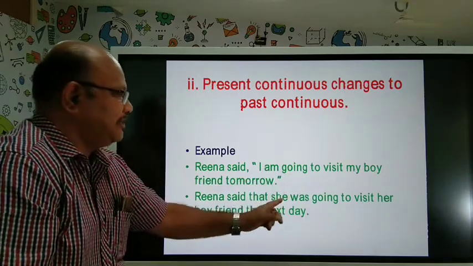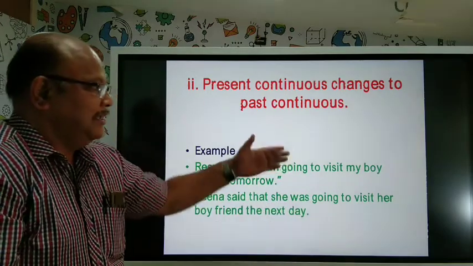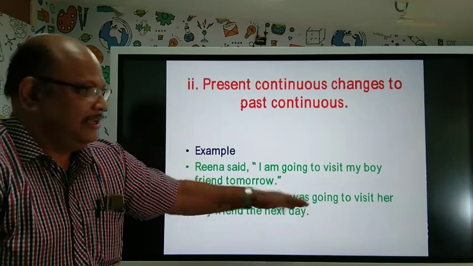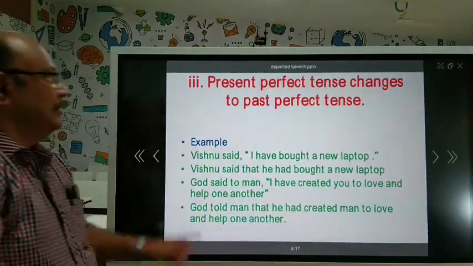Am going becomes she was going. Am going changes to was going. So present continuous changes to past continuous, the corresponding past tense. Let's go to the next one.